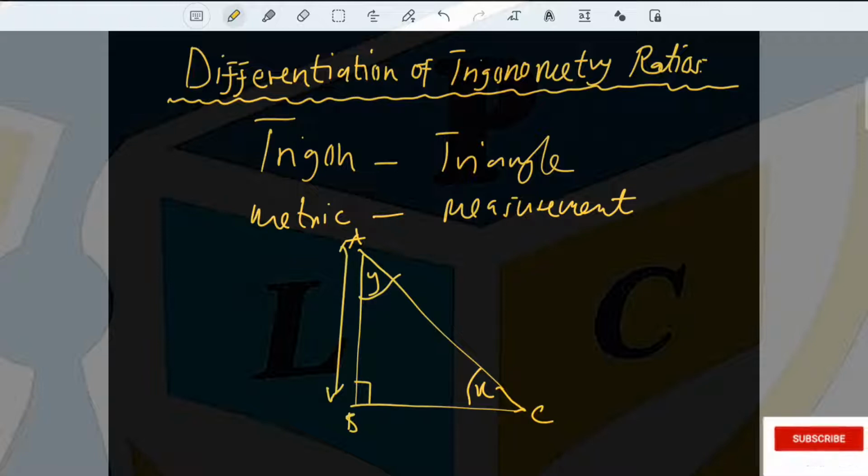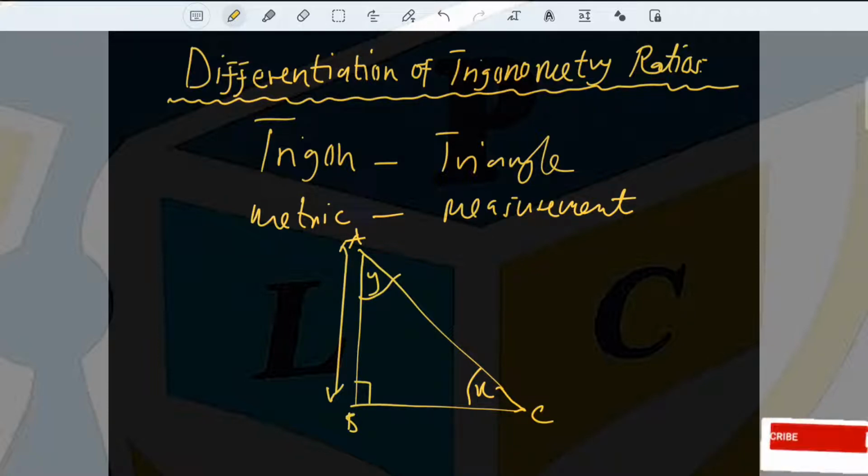But that's not what we are going to look out for. We are going to look at how we differentiate trigonometry ratios, how angles and measurements change when we find a change between these quantities that we want to illustrate in this case. So that is the whole idea we are trying to build across in this video.